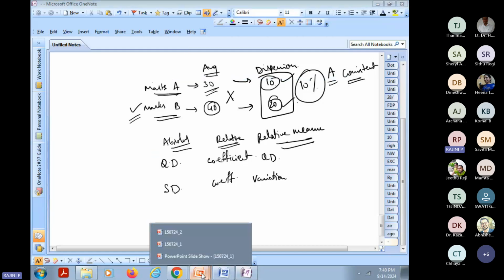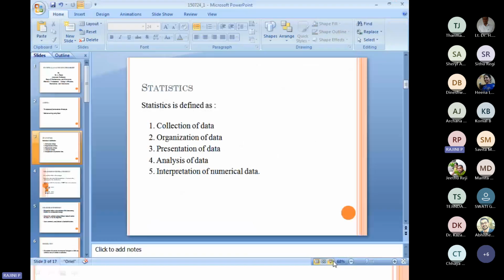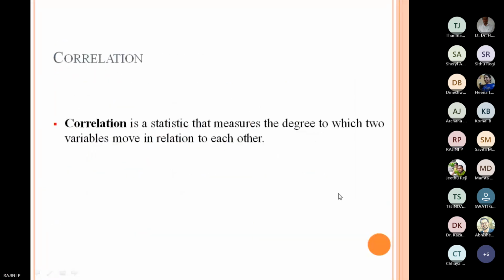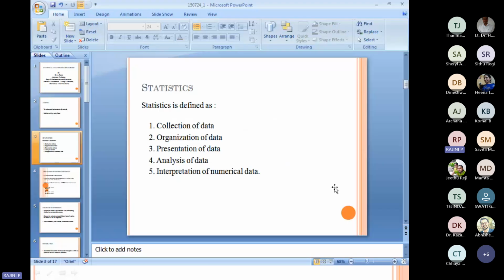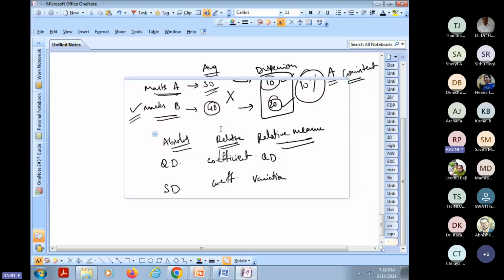Is it clear? Measures of dispersion, is it clear, ma'am? Yes, ma'am. Yeah, thank you.